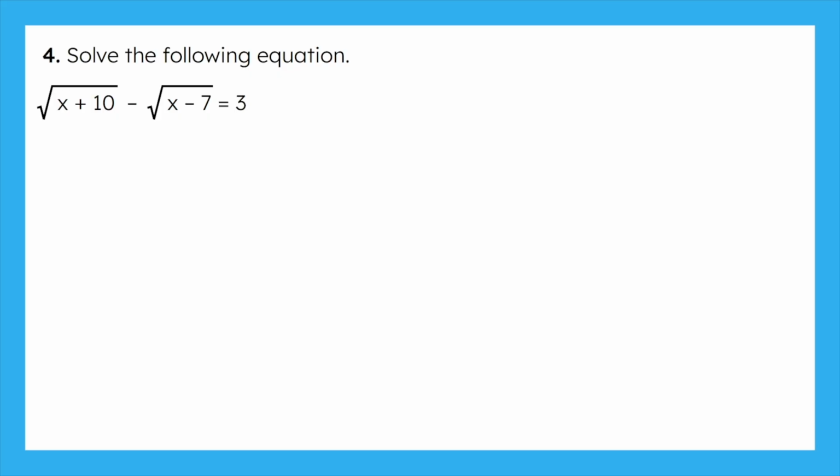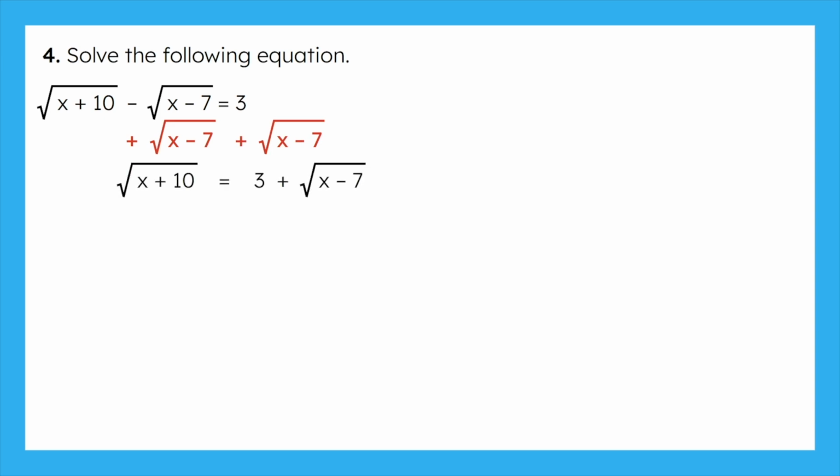Maybe you noticed that both square roots are on the same side of the equation, so we need to separate them. We could either subtract the square root of x plus 10 from both sides, or add the square root of x minus 7 to both sides. But let's add here. This results in the square root of x plus 10 equals 3 plus the square root of x minus 7. We can go ahead and square both sides now.